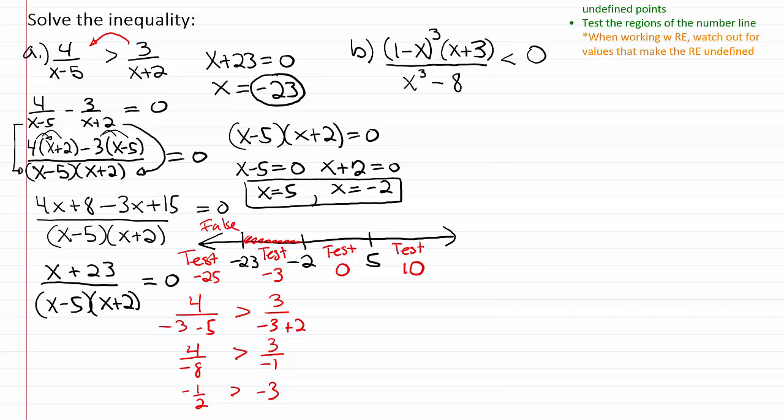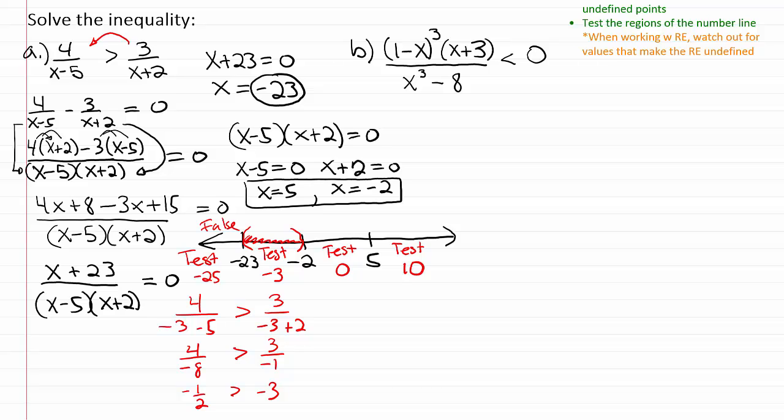However, let's make sure we put in the proper symbols. We're going to use a rounded parenthesis for both of these, right? For one reason, -2 makes the rational expression undefined, so we don't want to use -2, but also we don't have an equal sign in the inequality here. It's just strictly greater than, so round parentheses will work for both ends of that region.